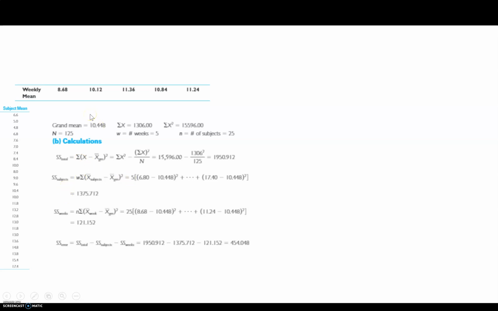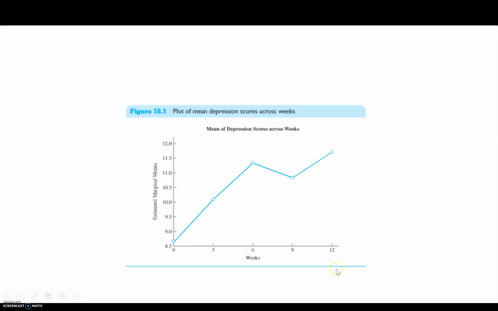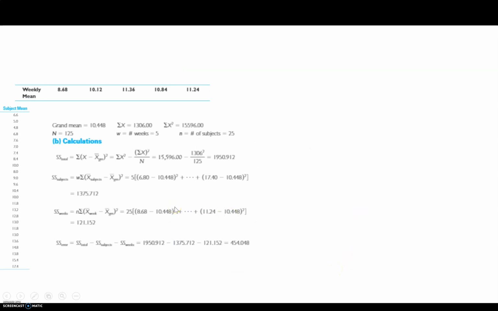For subjects, you've got 8.68. You'd have like 6.8 here, 17.4, all the way, and this is multiplied by a factor by the number of groups you've got, and here by the number of subjects. But ultimately, you end up with these sums of the squared differences from the grand mean. So the grand mean is 10.448. I'll show you that one more time. So 10.448.